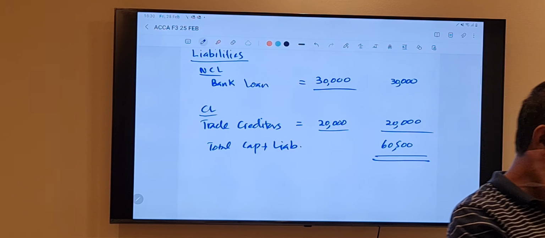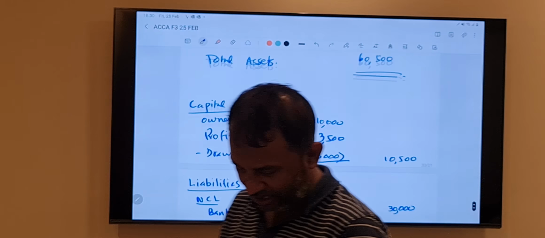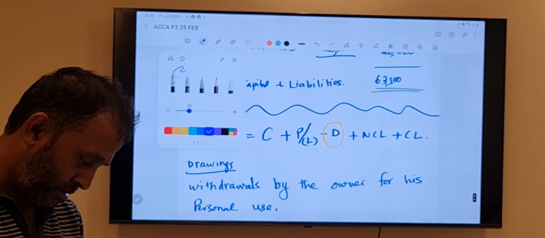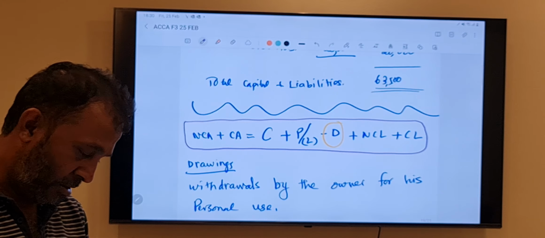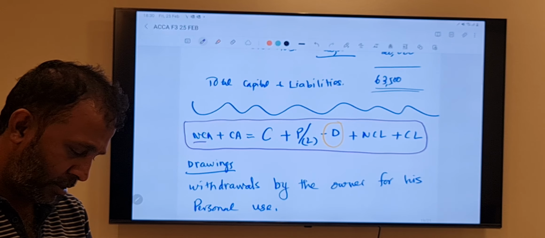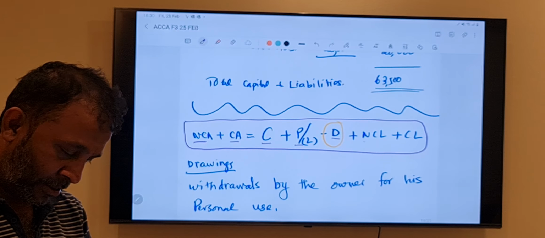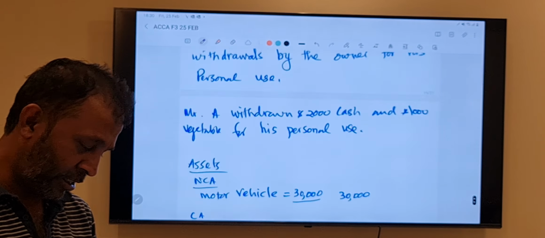One last example is there. We'll do that and go, or you want to stop now? No problem. Only one more equation. That's the final. So now this is the equation. We have introduced non-current asset, current asset, capital, profit or loss, drawings, non-current liability and current liability. One last item is coming in this, that we will discuss now.